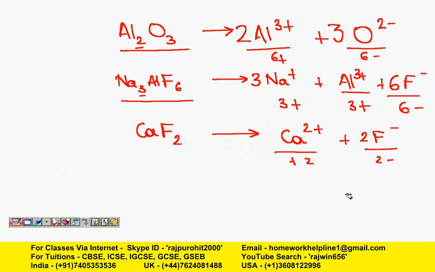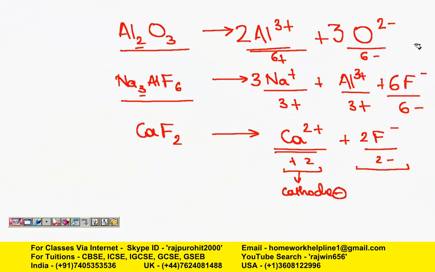Now we'll have to consider the activity series of metals. We have here aluminium, sodium, and calcium. You can see out of these 3 metals, aluminium is the lowermost metal amongst these 3. Therefore only aluminium ions will get discharged at the electrode. All these are cations, so these will move towards the cathode, which is going to be the negative electrode.